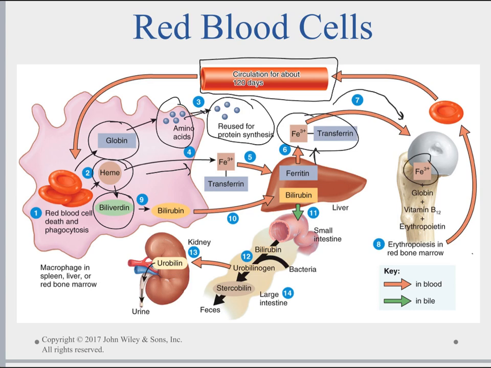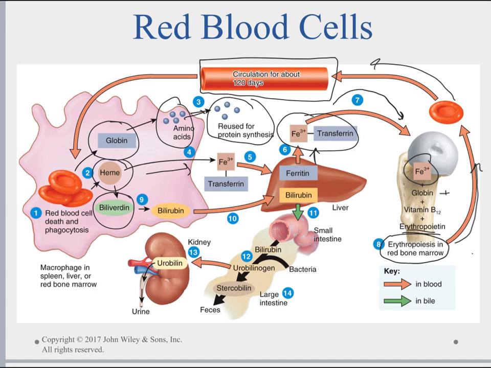So we take that iron we just recycled, we mix it with our globin protein again, with vitamin B12, and erythropoietin, that is EPO, that hormone that's going to stimulate red blood cell production, is going to kick off erythropoiesis in the red bone marrow. And then here we go, back at the start, 10 days, we get a red blood cell in circulation.